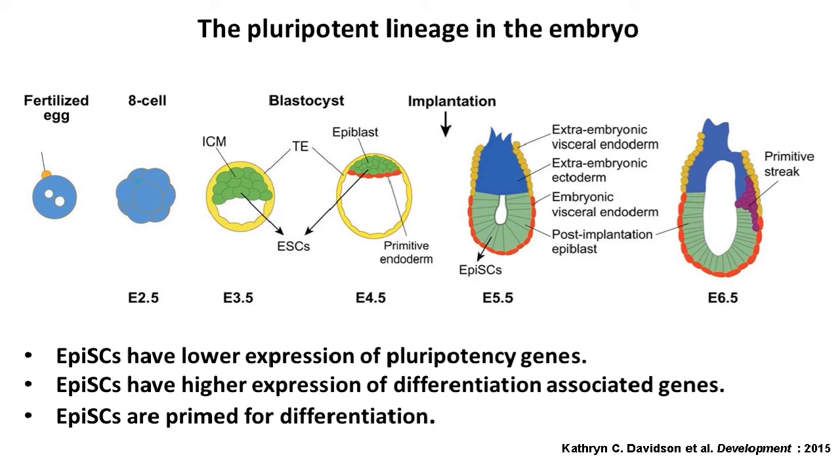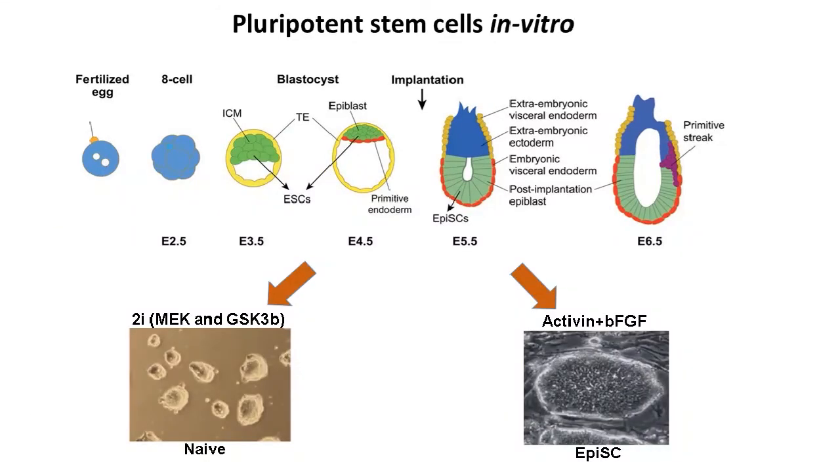So it has been shown by various groups that epiblast stem cells also have lower expression of pluripotency genes. They have higher expression of differentiation associated genes, and they are primed for differentiation. So we were observing that AID knockout cells are more similar to epiblast stem cells as compared to the naive pluripotent stem cells, and that's why we wanted to study more.